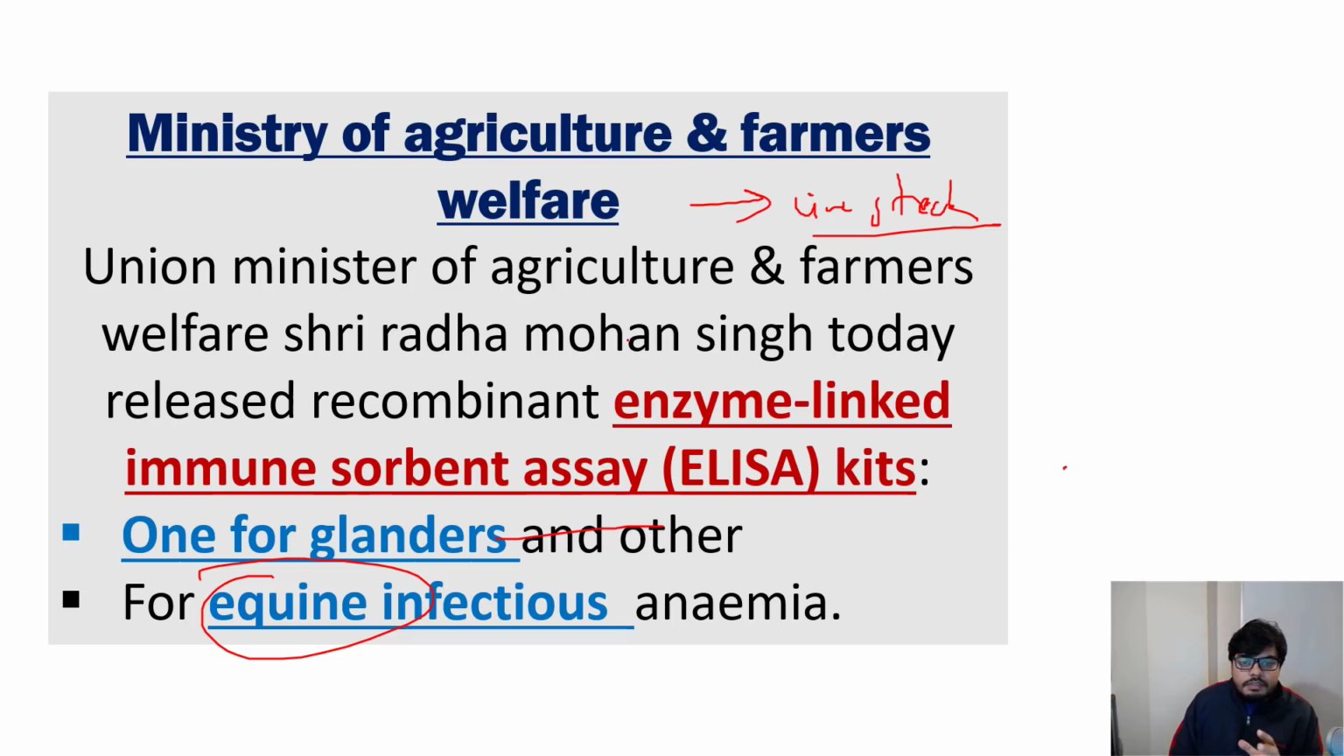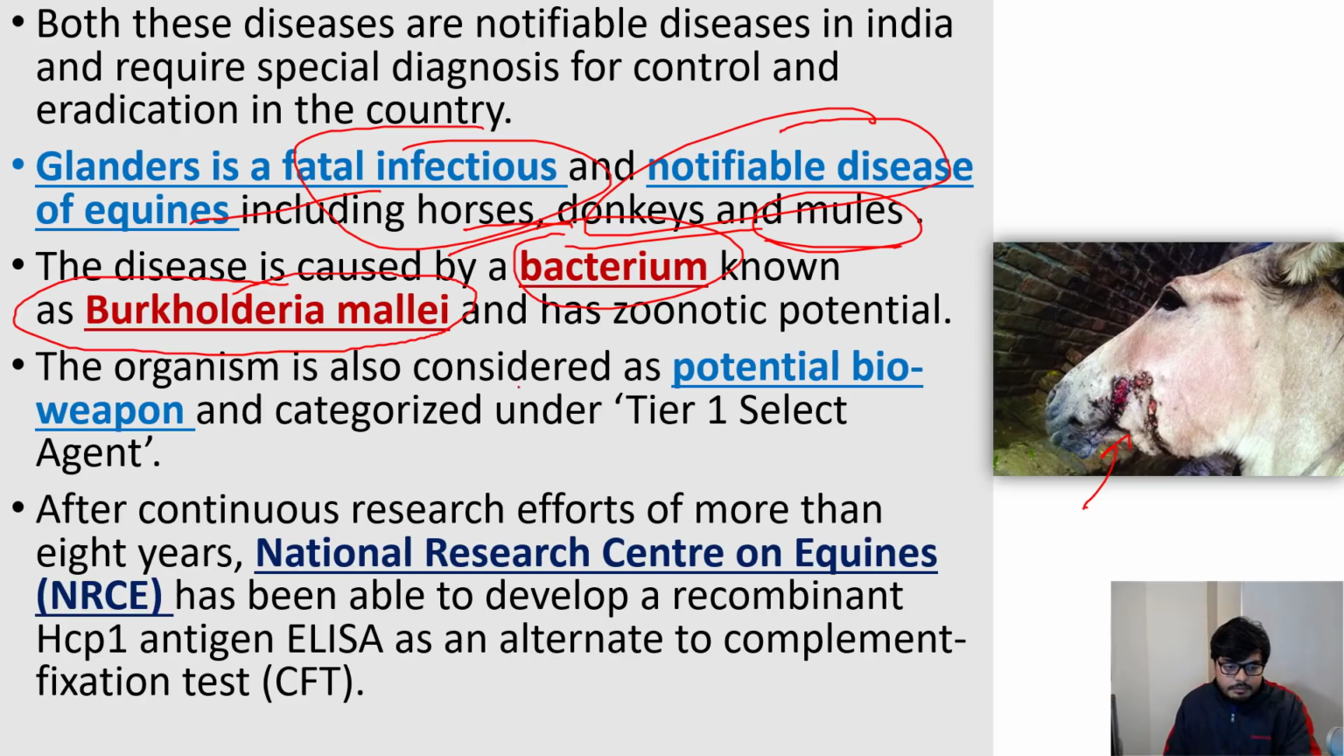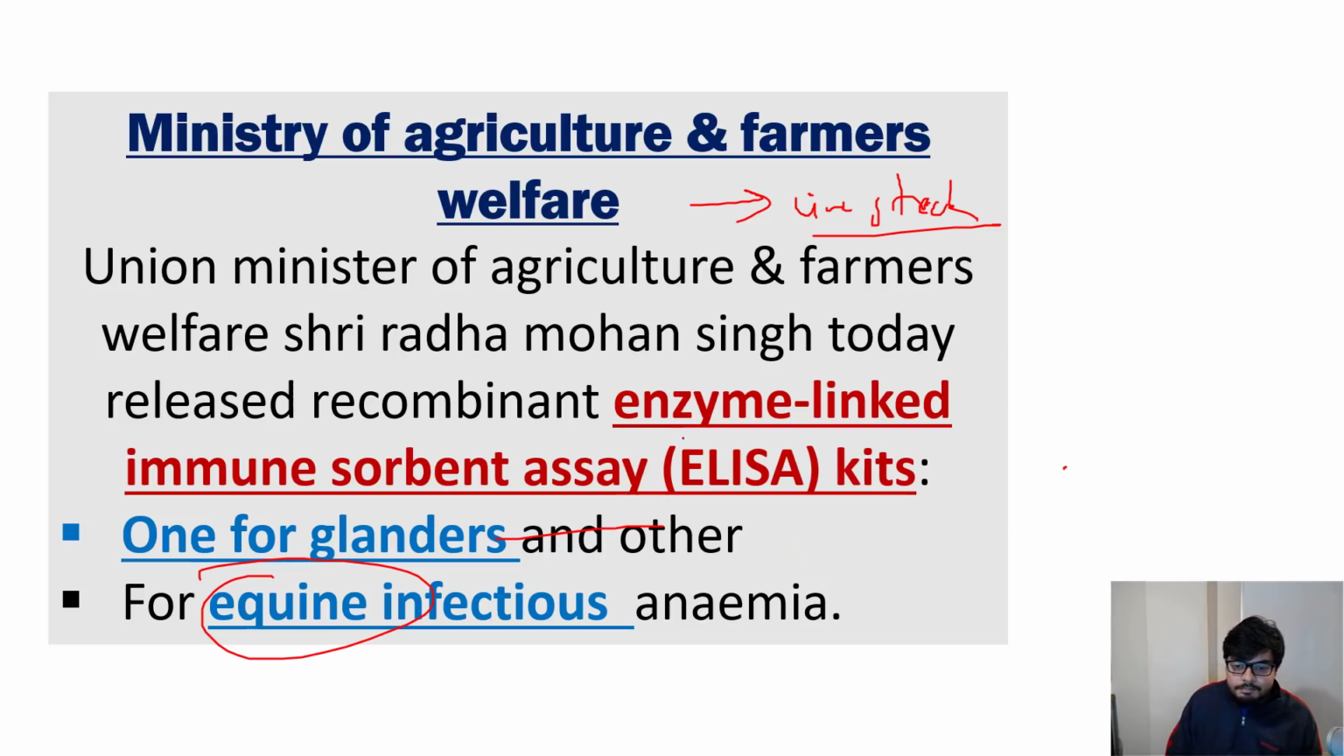Now, the detection of these diseases is a very big concern. The NRCE, the National Research Centre on Equines, has developed an ELISA based kit. ELISA is a particular technique called enzyme linked immunosorbent assay. The use of biotechnology is done in this particular kit. You hear about this ELISA test in various diseases like HIV and TB, because they give very specific testing.